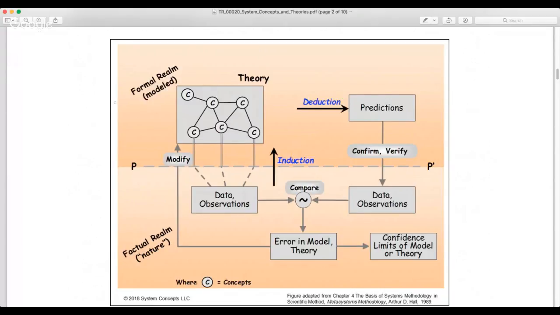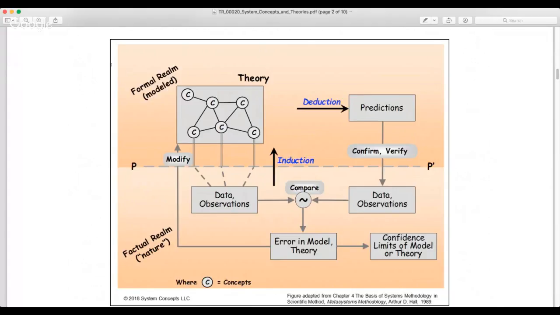Now, the induction, which goes from the general to the specific, is interesting because it's a similar definition to a concept. A concept is something that's abstracted from general observation. So it's the scientific process, the approach that sets the context of what we're talking about. The key aspect here is that the theory is just a network of concepts.